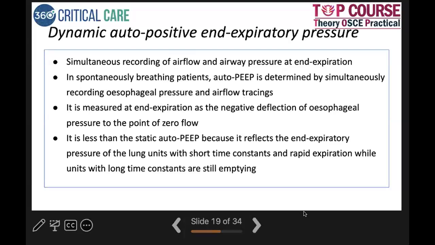Usually, it is less than the static auto PEEP, because it reflects the end expiratory pressure of the lung units with short time constants and rapid expiration, while the units with long time constants are still emptying. So usually the dynamic pressure measurements will be less than the static measurements, because it just records the quickly emptying units rather than the long emptying units. Okay.